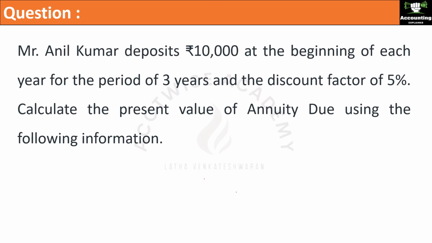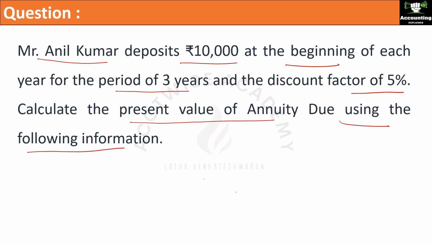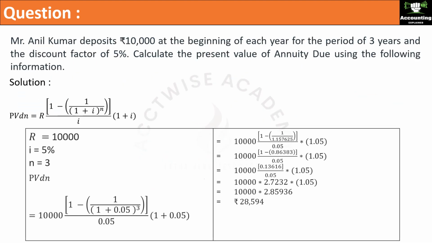Let's see a question on present value of an annuity due. Mr. Anil Kumar deposits 10,000 at the beginning of each year for a period of 3 years at a discount rate of 5%. Calculate the present value of annuity due using the following information. So R is equal to 10,000, I is equal to 5% and N is equal to 3.